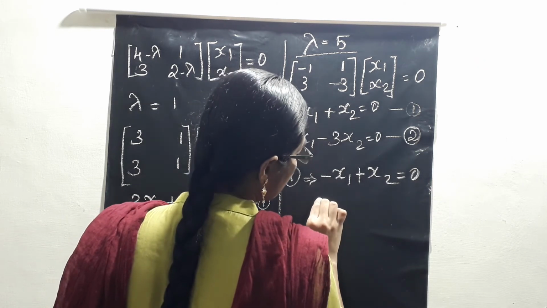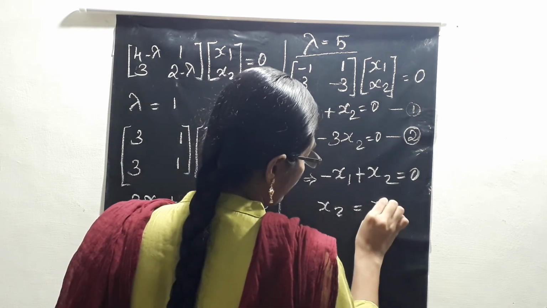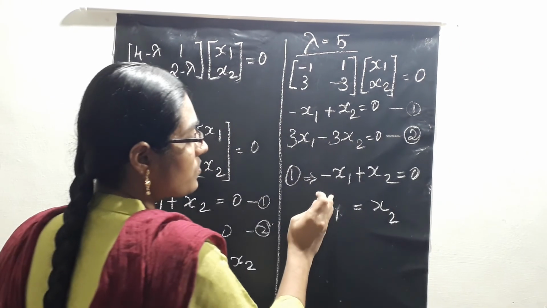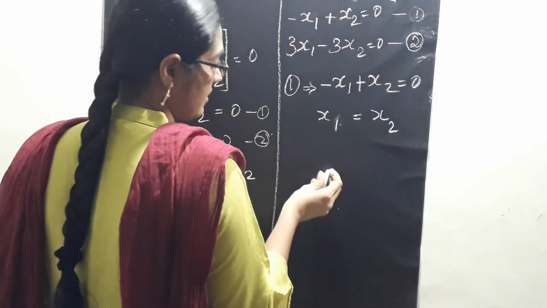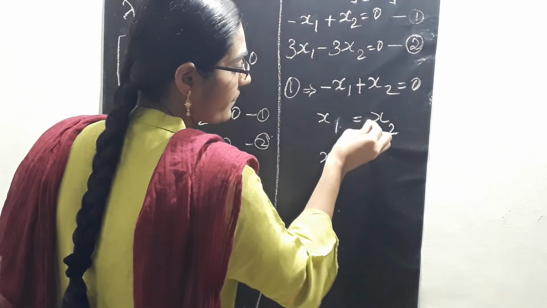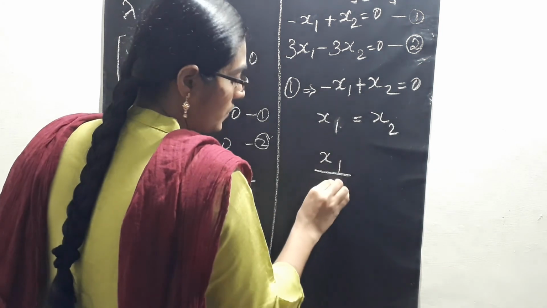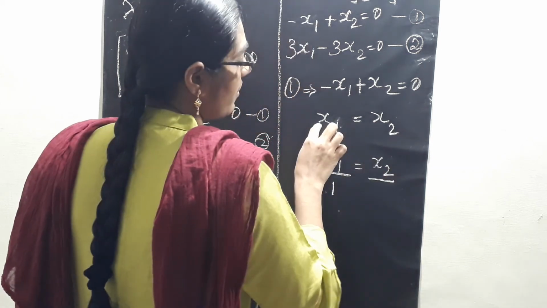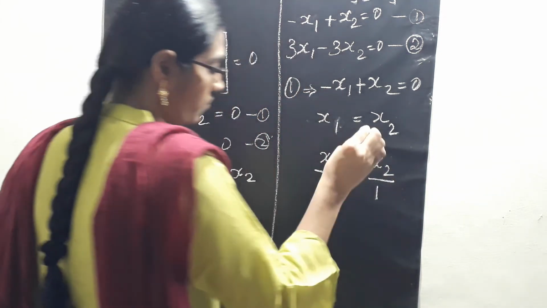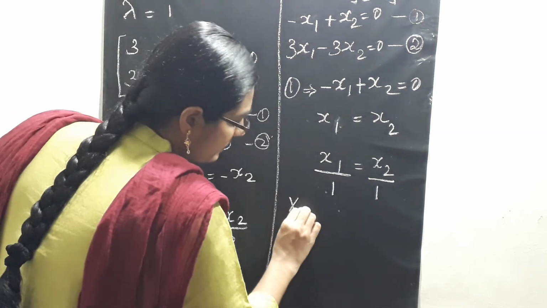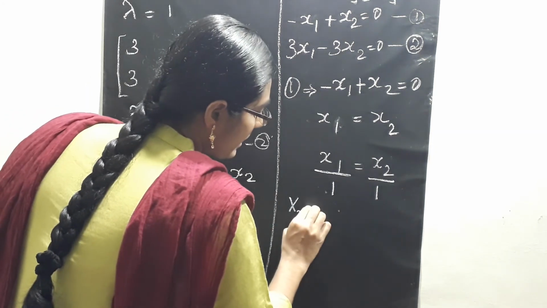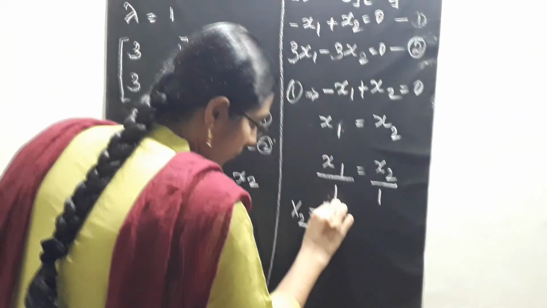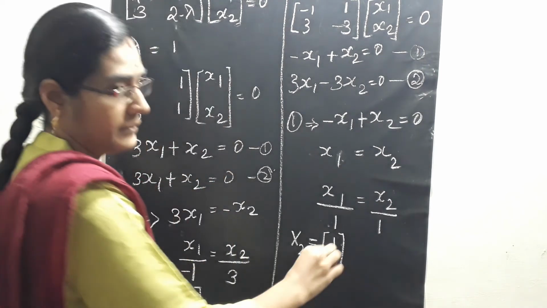This we can write as x2 equal to x1 or x1 equal to x2. Right? So here also bring the coefficients to the other side. So for x1, what is the coefficient of x2? 1. Bring it down. Similarly for x2, what is the coefficient of x1 here? That is also 1. So the eigenvector x2 for the eigenvalue lambda equal to 5 is 1, 1.